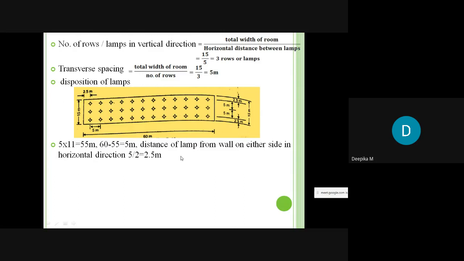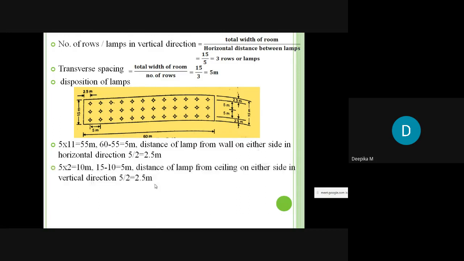So to calculate this, we have to calculate it in this way. Again, the distance of lamp from the wall on either side of lamp is actually, again you can see here, 5 into 2 times, which is nothing but 10 meters. So we have left out with again 5 meters. So 5 by 2 is nothing but 2.5 meters. So this is the distance of lamp from the wall.